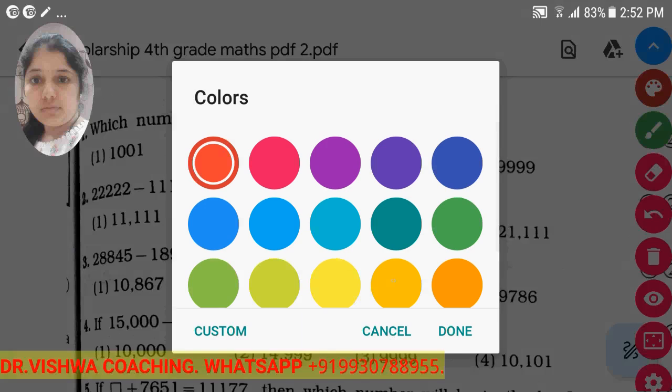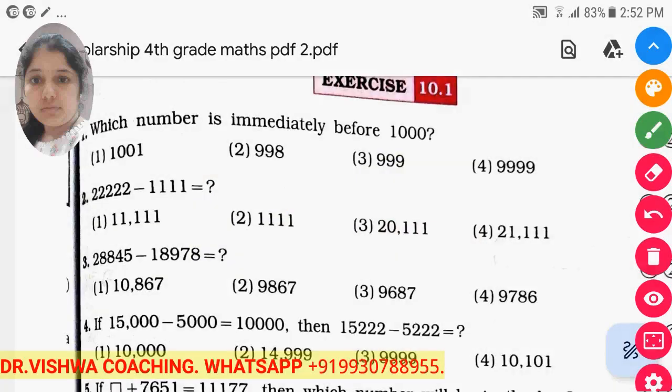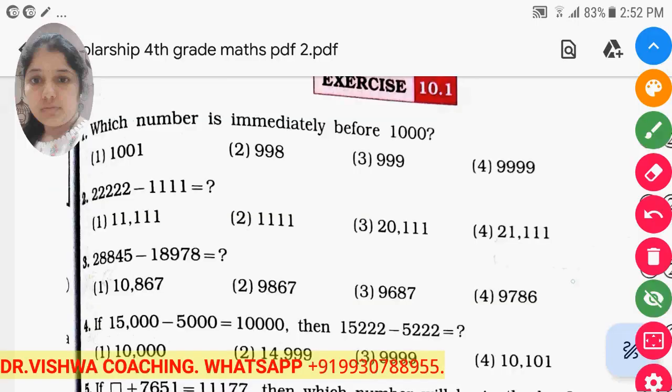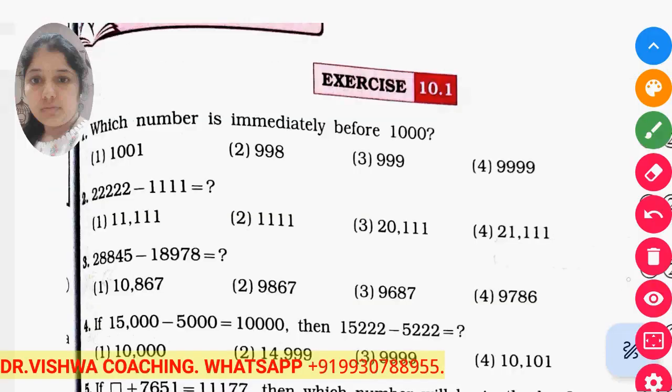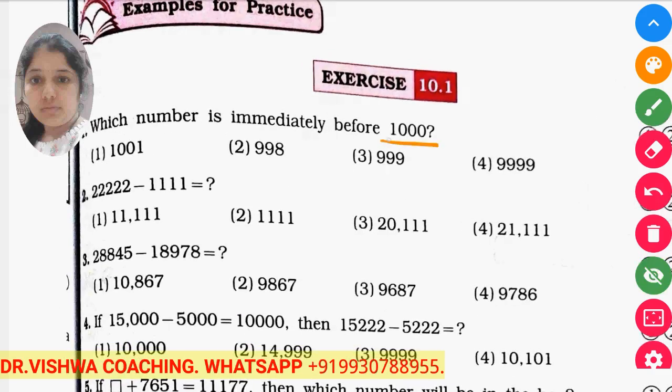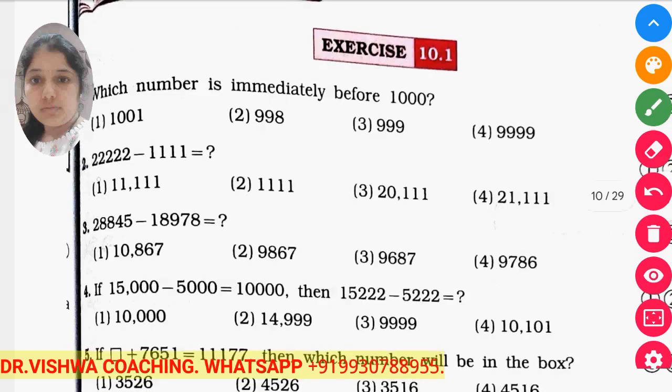Now see, successive or adjacent numbers have a gap of 1. So if we have to find the number which is immediately before any number, we have to subtract 1 from that number. So the number before 1000, we just have to subtract 1 from 1000. So your answer must be 999.